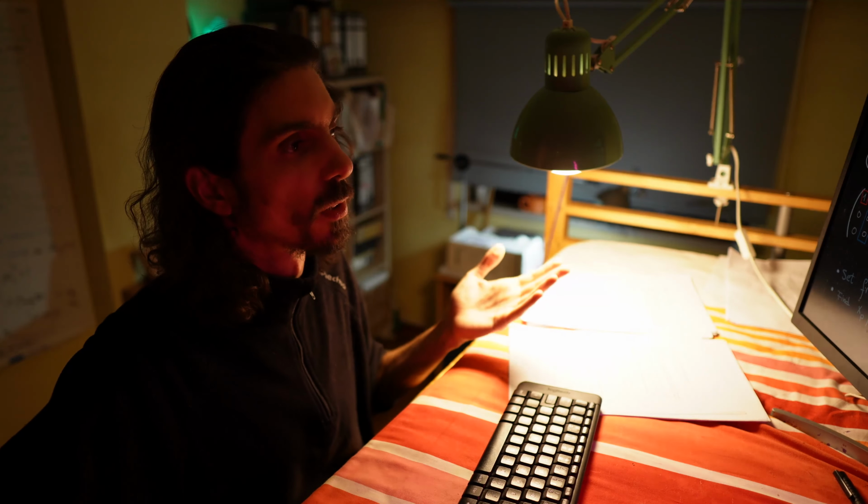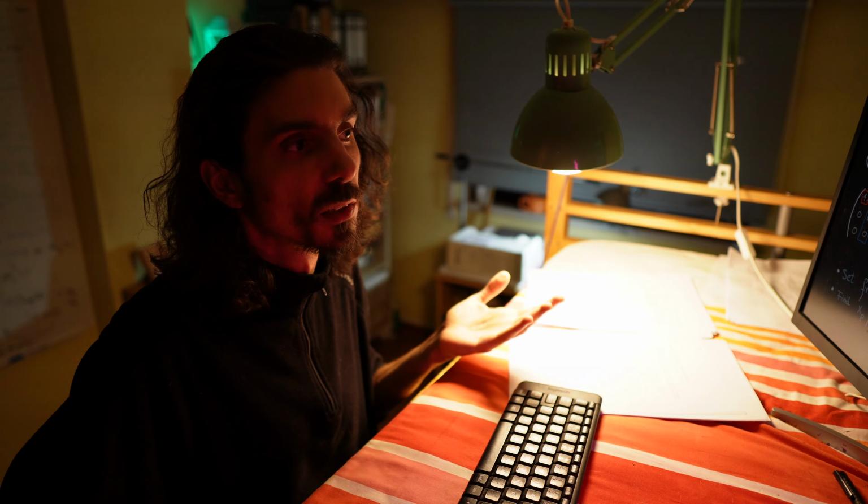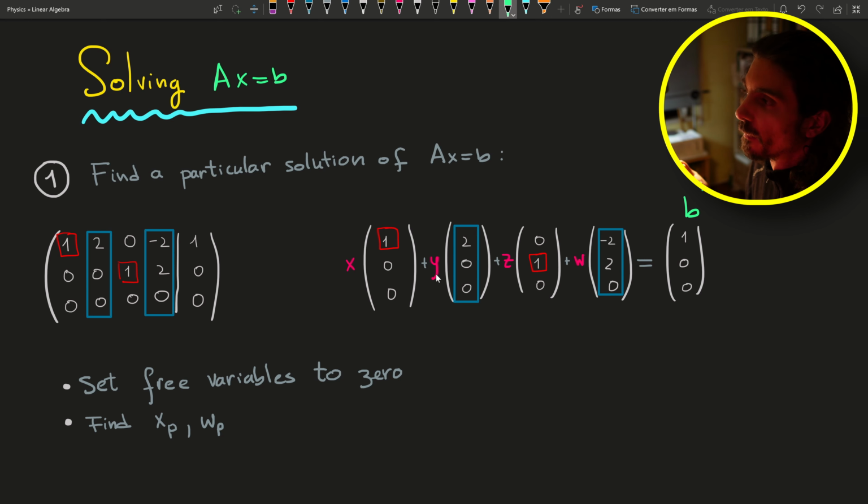But what is the basis for the column space? The basis for the column space is given by this column and this column, because these are the independent columns. The others do not add anything. This implies, essentially, that I can set the variables y and w to 0 and just find xp and zp, the particular solutions. So the first step is to find a particular x and z that constructs b prime.